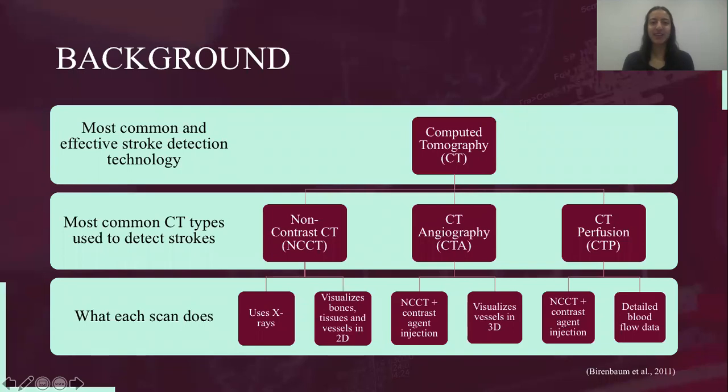Despite recent advancements, CT is still the most common and effective stroke detection technology. The most commonly used CT scan types for stroke detection are NCCT, CTA, and CTP. NCCT uses X-rays to visualize bones, tissues, and blood vessels in 2 dimensions. If a physician wants to administer CTA or CTP, this is done in conjunction with NCCT and requires the additional injection of contrast dye. This allows for CTA to visualize blood vessels in 3 dimensions and allows for CTP to provide detailed blood flow information.